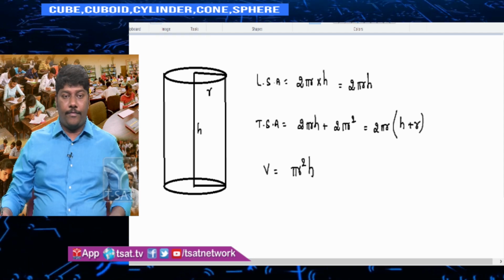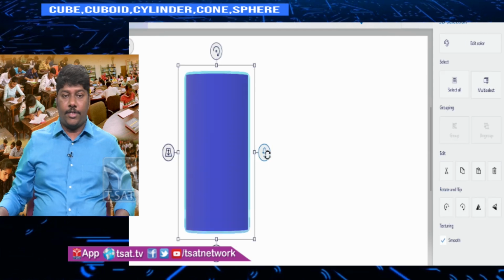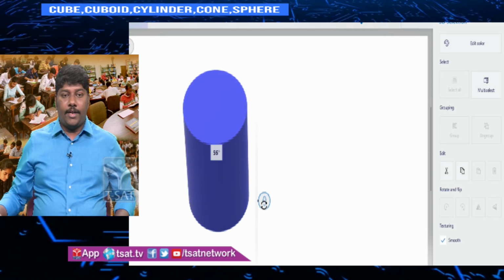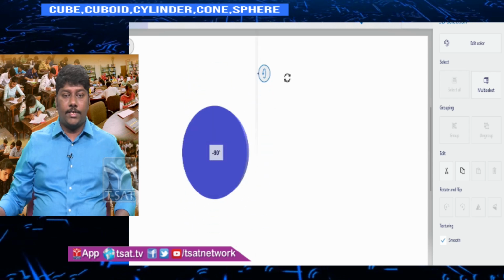Look at the three-dimensional figure of a cylinder. This is how a cylinder looks in a three-dimensional figure. So, here the top surface is a circle and this one is also a circle.